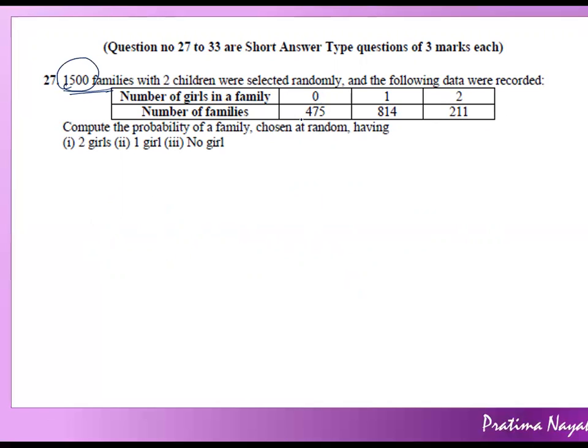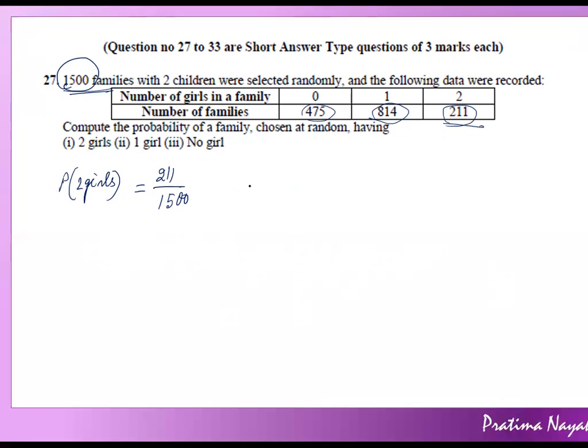0 girls, there are 475 families. 1 girl, 814 families. And 2 girls, 211 families. So you can find the number of families which have 2 girls. Compute the probability of a family chosen at random having 2 girls. So the probability of 2 girls is equal to the number of families having 2 girls, 211, by 1500.